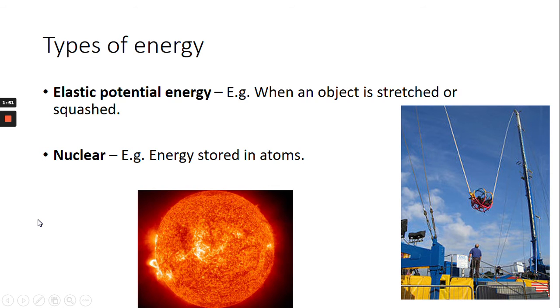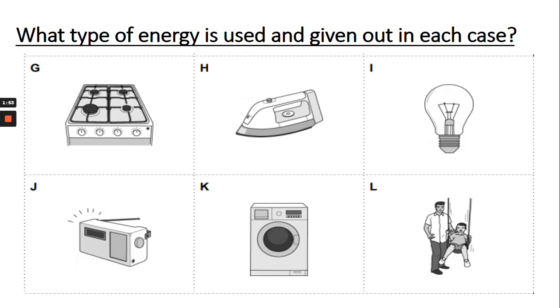Okay, so the next thing I would like you to do, on your question sheet, which hopefully you have in front of you, for each one of these objects, can you write down what energy is being used to make them function, to power them, but also what energy is being given out in each case? So you can pause the video right now and work on it on your own for about 3 minutes.